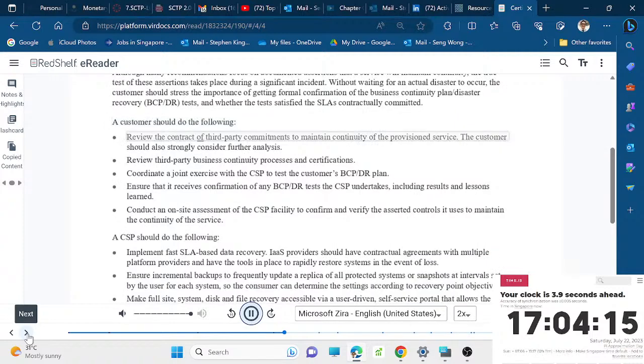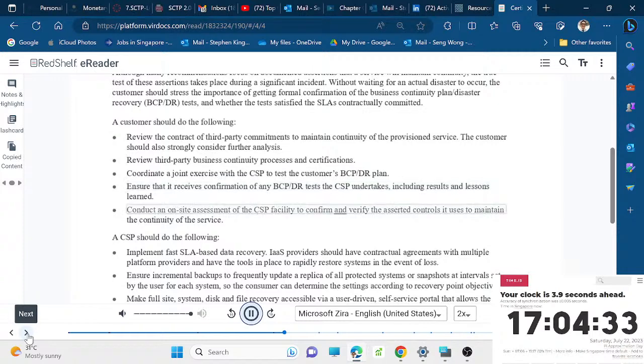A customer should do the following: review the contract of third-party commitments to maintain continuity of the provisioned service. The customer should also strongly consider further analysis. Review third-party business continuity processes and certifications. Coordinate a joint exercise with the CSP to test the customer's BCP/DR plan. Ensure that it receives confirmation of any BCP/DR tests the CSP undertakes, including results and lessons learned.